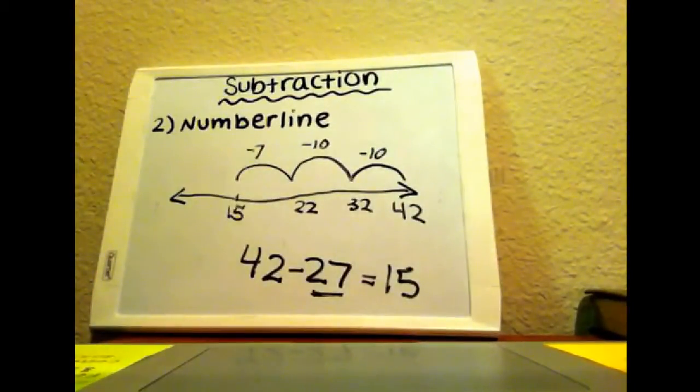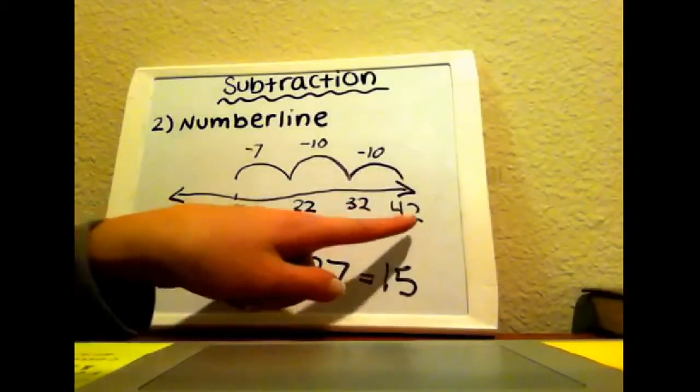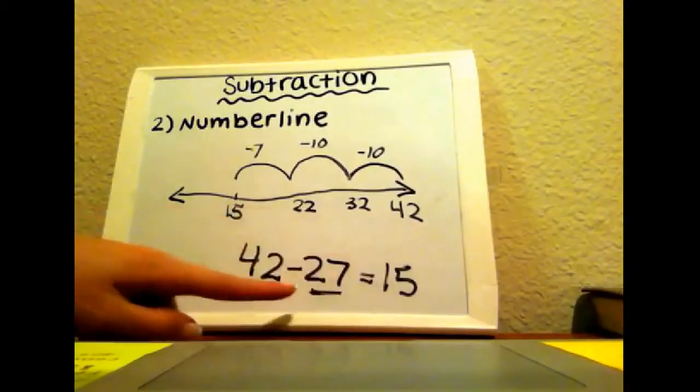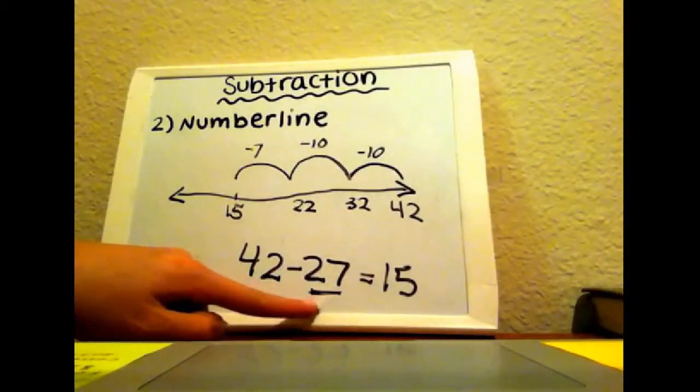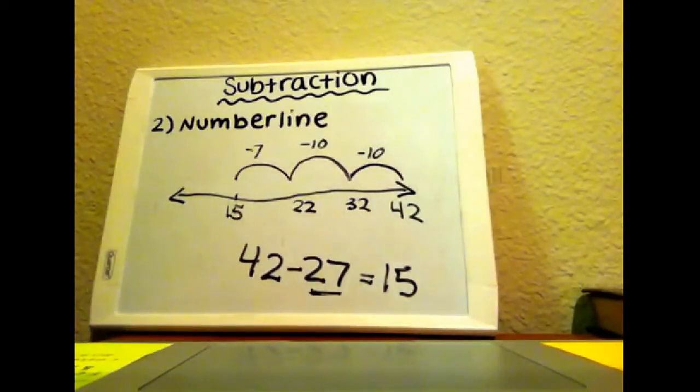So again, if you're dealing with bigger numbers, both two-digit numbers possibly, you just start at the bigger number that you're subtracting from, and then you can break up the number you're taking away. Instead of counting it by ones, you can break it up into tens, into fives, or however is most convenient.